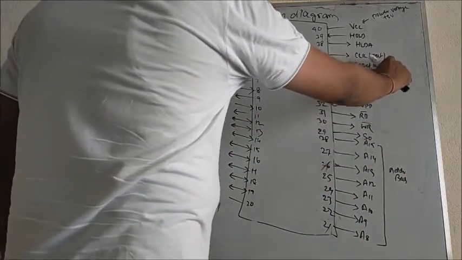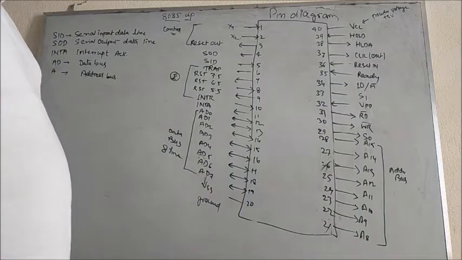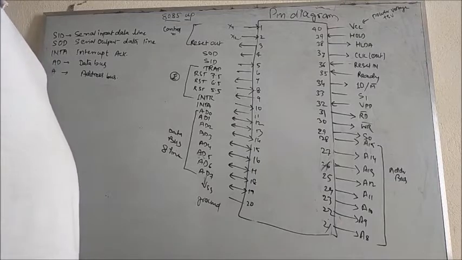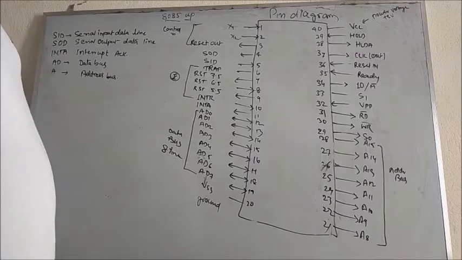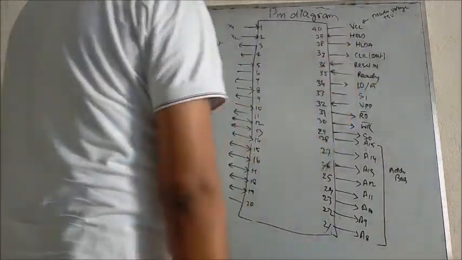Next one is your clock out, very important. Clock out means what? Every operation will be performed on the basis of your time signals, right? On the basis of the time signals only the operation will be performed. For that you should have the clock signal for the timing diagram and all that. So for that we also have to have the clock.